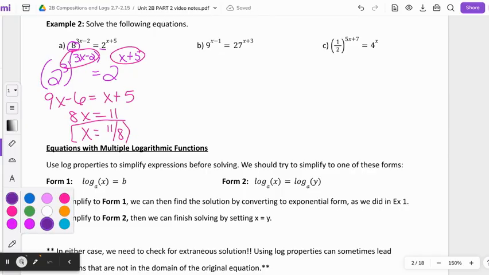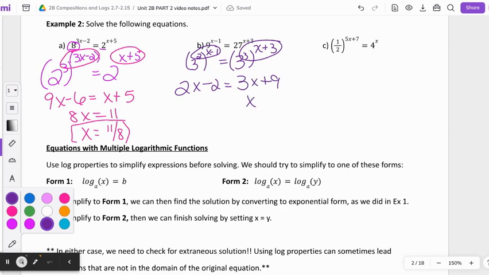For the middle one, so 9 and 27, the easiest base for me would be 3. 9 is 3 squared. 27 is 3 cubed. Again, I'm just replacing them both with an equivalent form, just with the same base. And then remember, we're going to multiply exponents. So this will be 2x minus 2. And over here, we'll have 3x plus 9. Nice and easy to solve at this point. Get x equals -11.